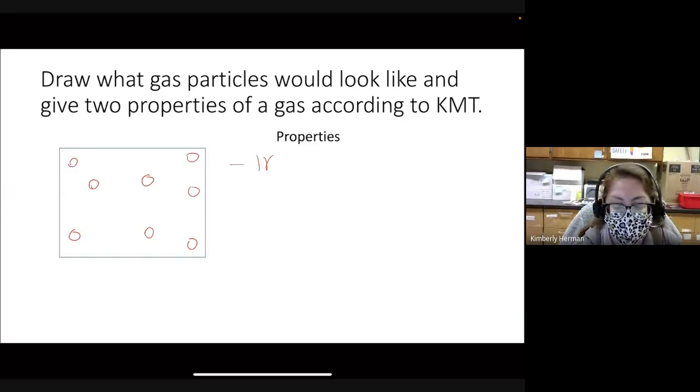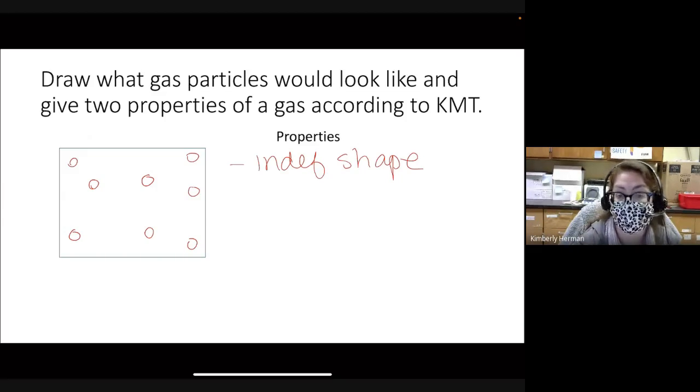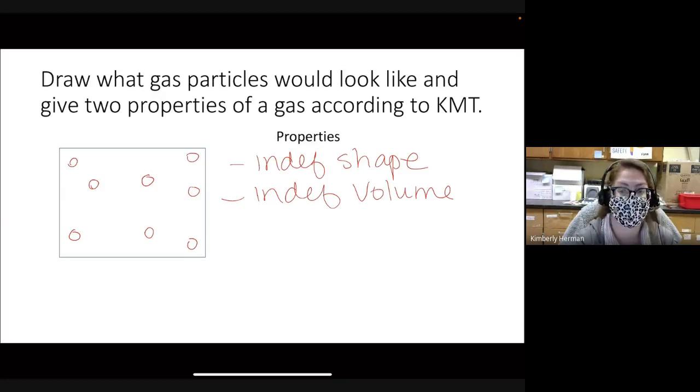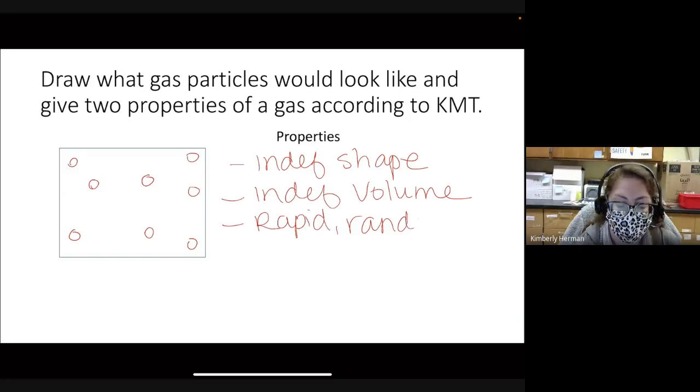So we're going to see that it has indefinite shape, meaning it takes the shape of whatever container it's in, and it has indefinite volume. That means it just takes the volume of whatever container you have. If you have a big container, it takes that shape. If you have a small container, it would be in that small volume. If you opened up the container, it would leave that container. We'll also see that they have rapid, meaning fast, random motion.